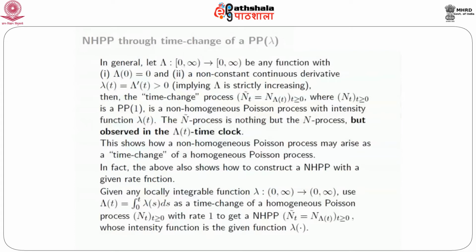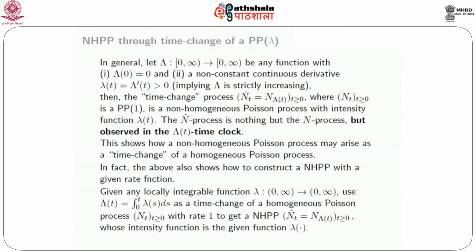So given any locally integrable function, you can construct a non-homogeneous Poisson process with that as the intensity function simply by starting with a homogeneous Poisson process with rate 1, but then observing that process at the clock capital Lambda, where capital Lambda is given by this. So, given every locally integrable function little lambda, you can construct a non-homogeneous Poisson process with that as intensity function by starting with a homogeneous Poisson process.